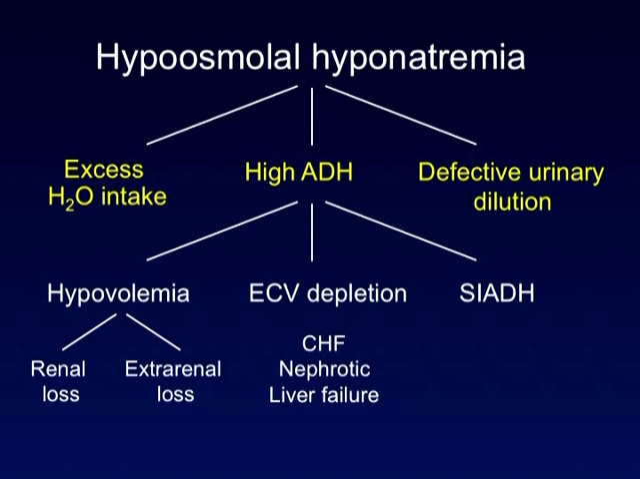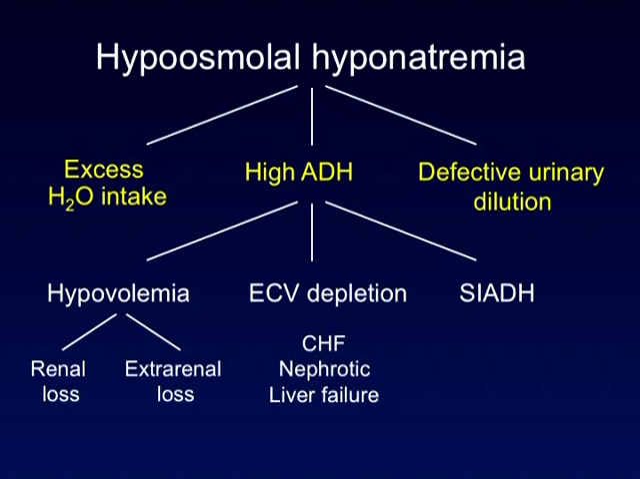And the only question you have to think about is whether the high ADH secretion is occurring appropriately or inappropriately. If it's occurring appropriately, it's usually because there's a reduced circulating volume. And so you'll be thinking about cases of hypovolemia, either because of renal or extrarenal losses, or an extracellular volume depletion because of heart failure, nephrotic syndrome and liver failure. If the patient doesn't have these, the most likely scenario is that the patient has SIADH.